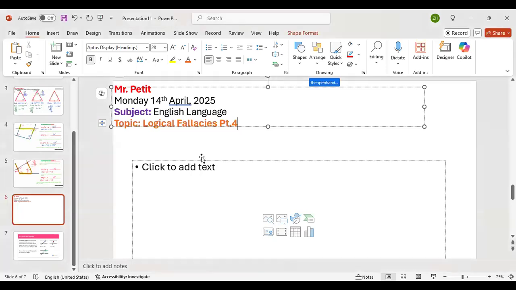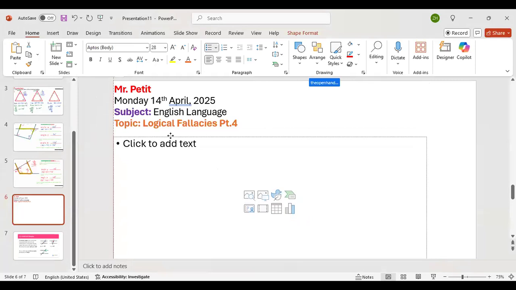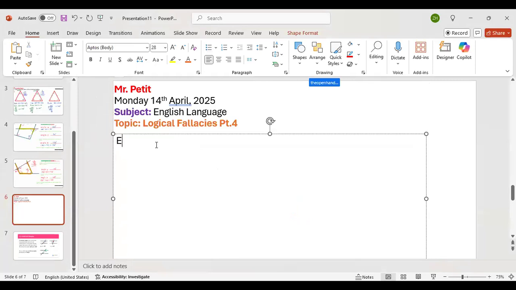The next type of fallacies we're going to talk about is our emotional fallacies. So obviously the emotional fallacies appeal to the audience's emotions. Very good. Emotions. Write this down for me, please. Emotions are effective.